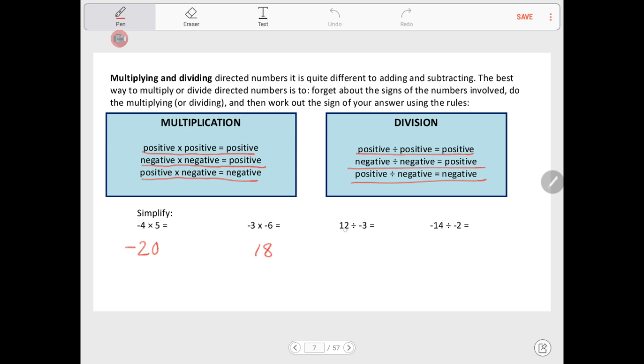Okay, next one, we've got 12 divided by 3. Okay, so that is 4. And we've got positive divide negative, which means it's negative 4. And the last one, 14 divided by 2 is 7. Negative, negative makes positive, so that's positive 7.